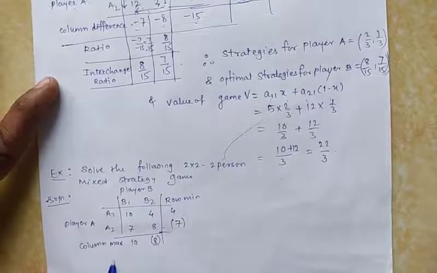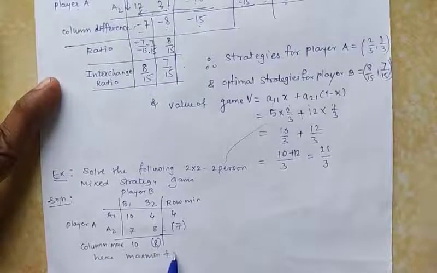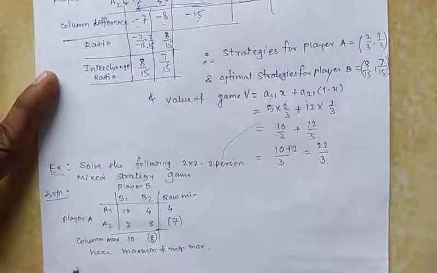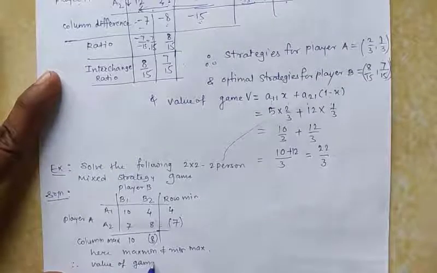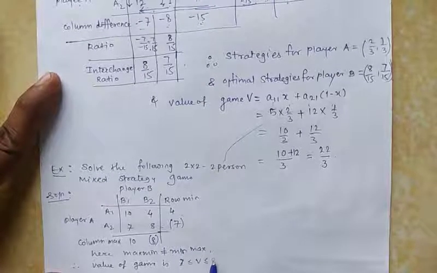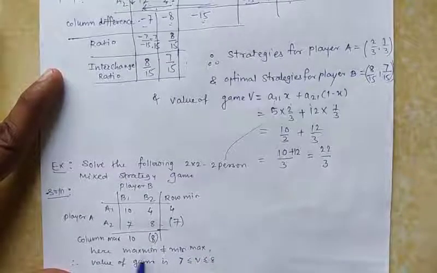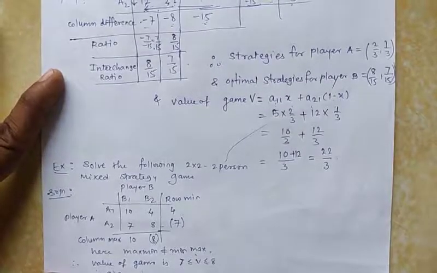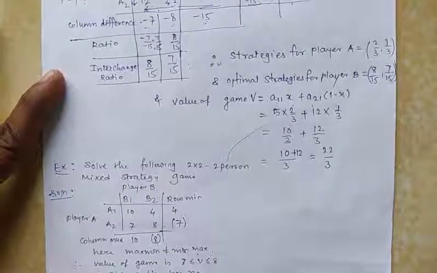Okay. So here what we have: max min is not equal to min max. The max min value is not equal to the min max value. Therefore the value of game lies between 7 less than or equal to v less than or equal to 8, right? The value of game lies between 7 to 8. Therefore the given problem has no saddle point.